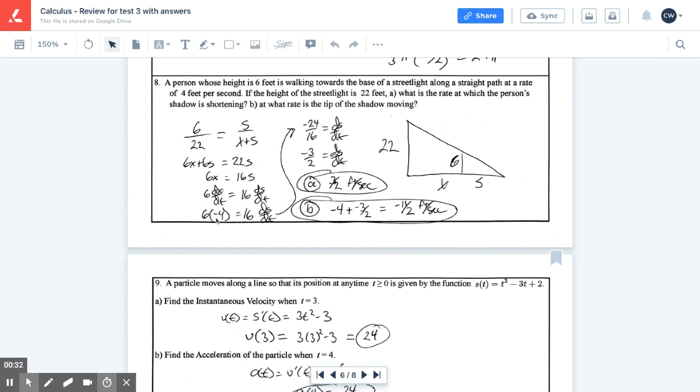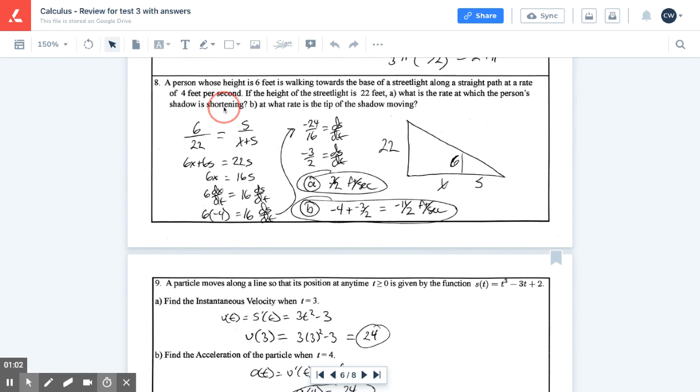They told me dx dt was 4. Notice that it's negative 4 because our person is walking towards the base of the street light. So we're walking from here to there. So that means the distance of this thing is getting smaller. If something's getting smaller, then that means its rate has to be negative. So make sure you pay attention to that. So that gives me negative 24 divided by the 16 gives me negative 3/2. Now notice when I wrote my answer is positive. That's because it says what is the rate at which the person's shadow is shortening.